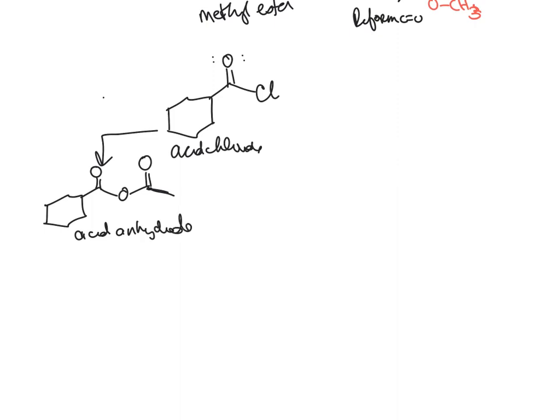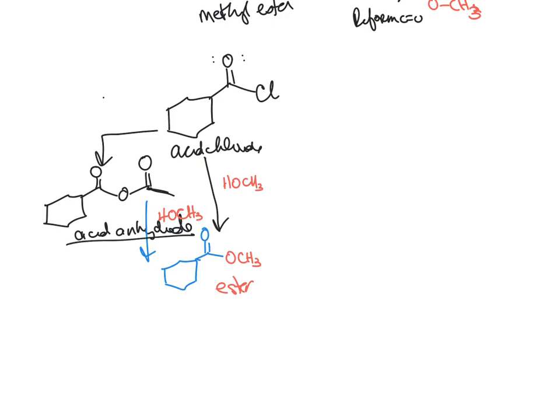Now your acid anhydride can also go to an ester. So this can go to an ester, depending on what you have. Like if you have methanol, then that would be OCH3. And also your acid chloride could go to this methyl ester. This is an ester. We have the acid anhydride here, and we also have an acid chloride.